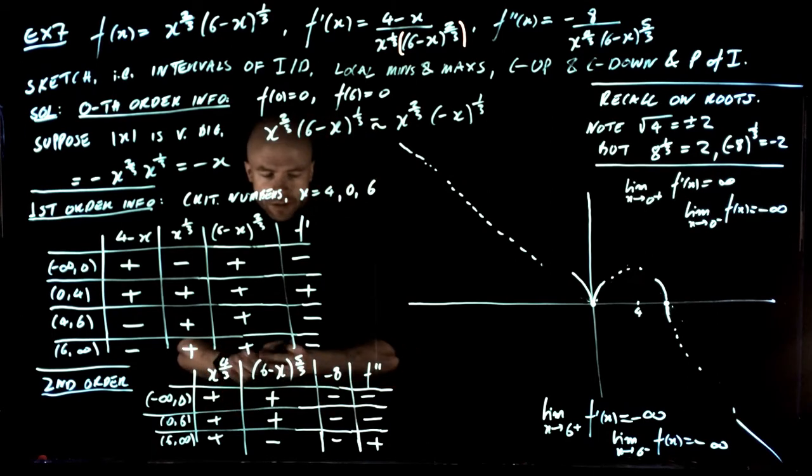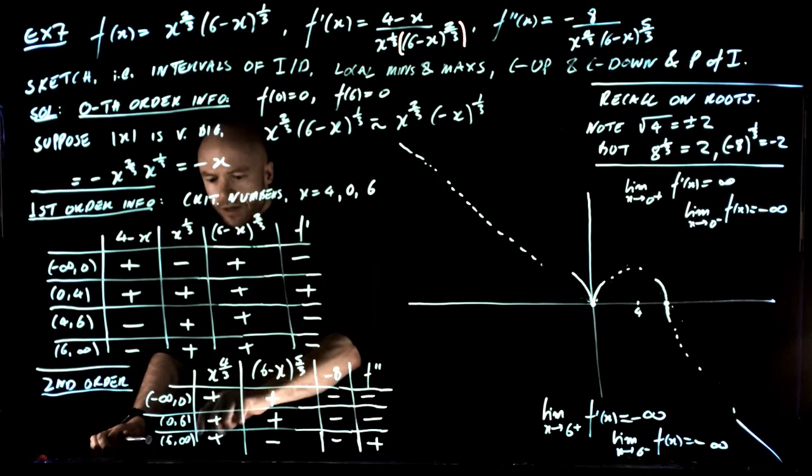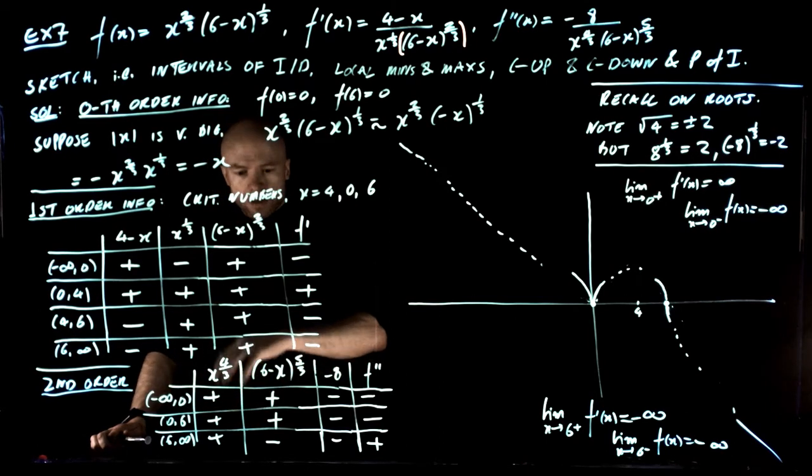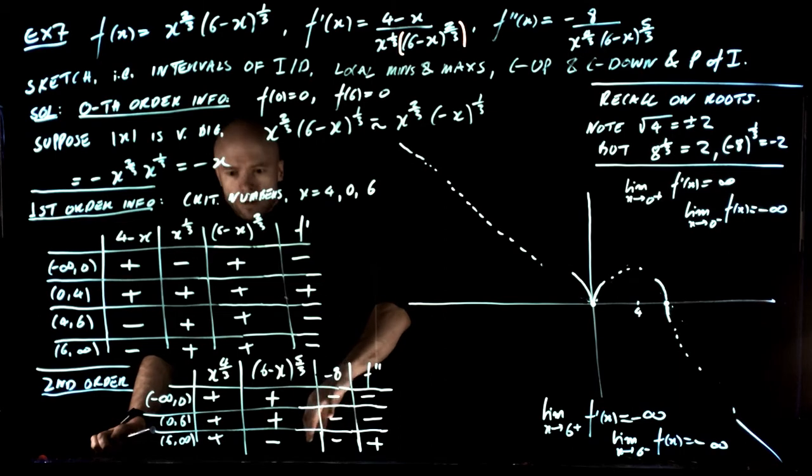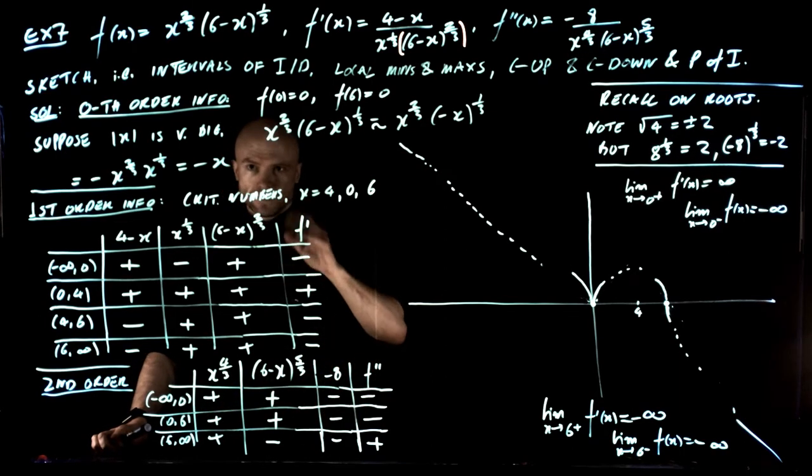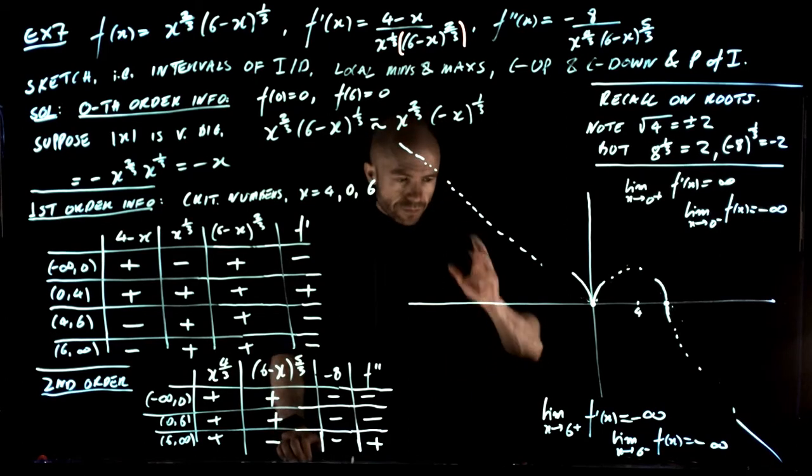All right, so if we've done this right, then we should be able to fit the information on the graph so that from minus infinity to 0, we are concave down. And then from 0 to 6, we are still concave down. And then from 6 to infinity, we are concave up. Let's see if that makes sense.